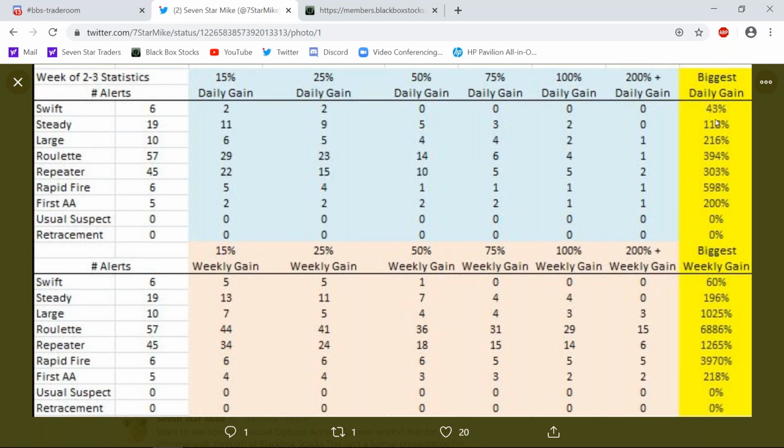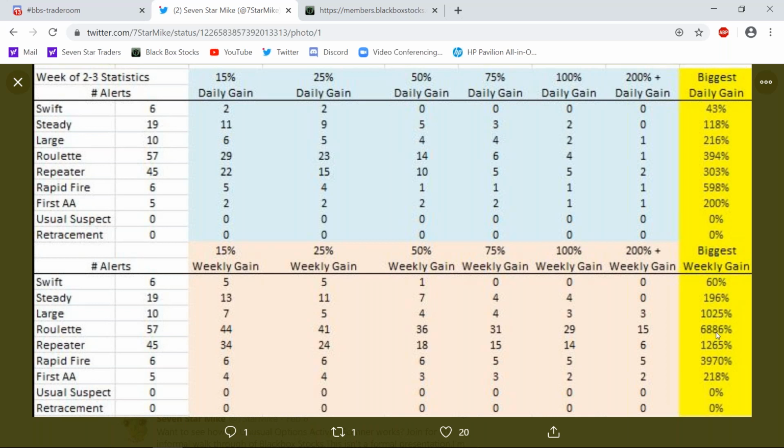These are the gains that we saw, same day gains for last week. 118%, 216%, 394, 303, 598% same day gain. Now, these were the weeks we had Tesla alerts.